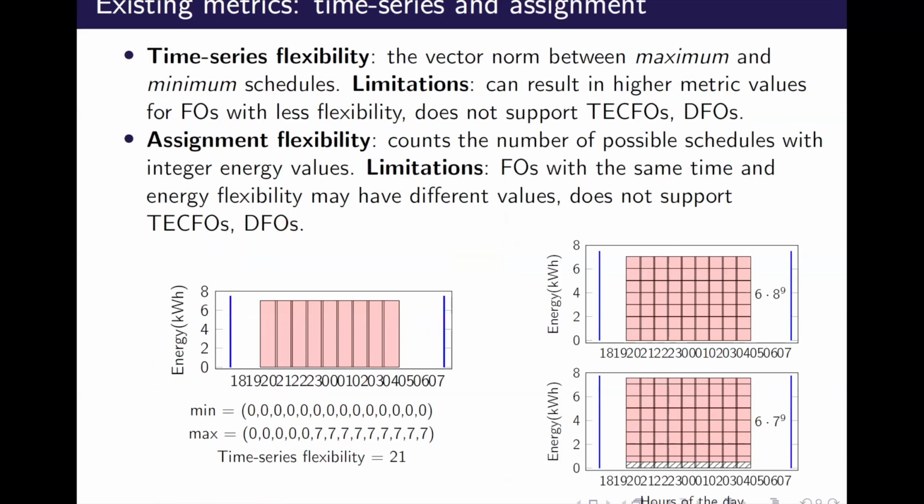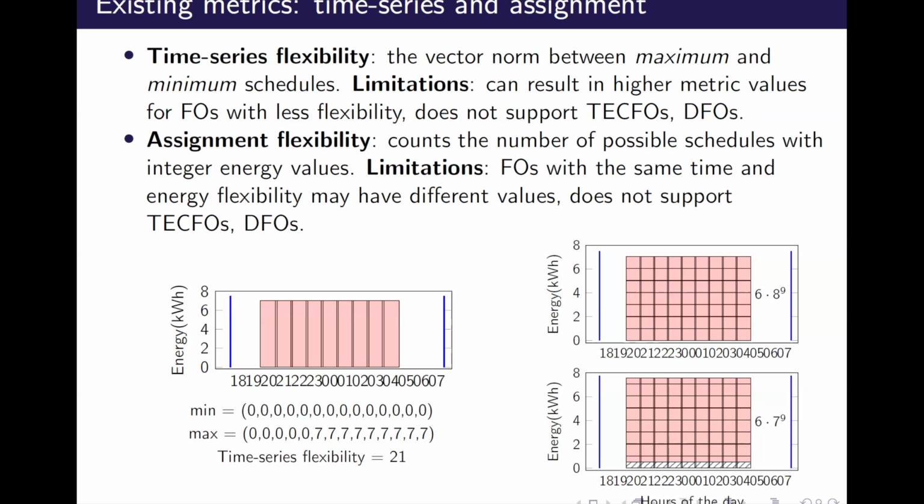There are a few other metrics that have been introduced to try to rectify and model flexibility. There's time series flexibility, which introduces the notion of a minimum and a maximum schedule. So basically two possible extremes. A minimum schedule is the earliest possible schedule with the least amount of energy consumed. The maximum schedule is the polar opposite: the latest possible schedule with the maximum amount of energy consumed. And then we take a vector norm between the two. This has a very intuitive problem: it's not very easy to compare two flex offers, because the flexibilities calculated by the time series flexibility are not really consistent.